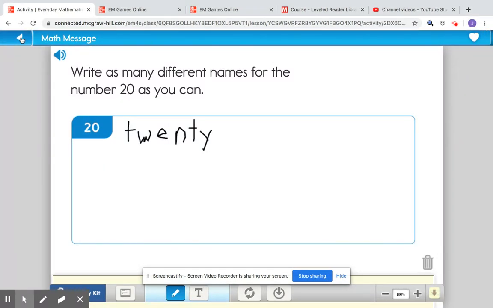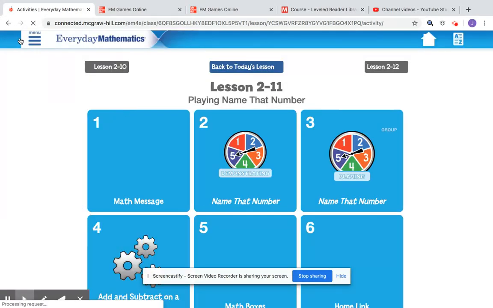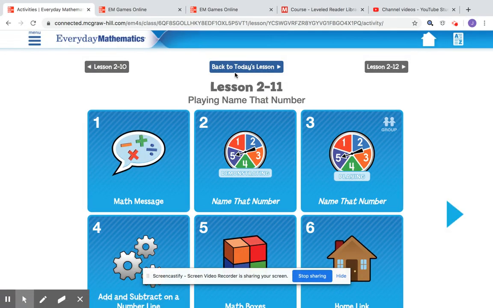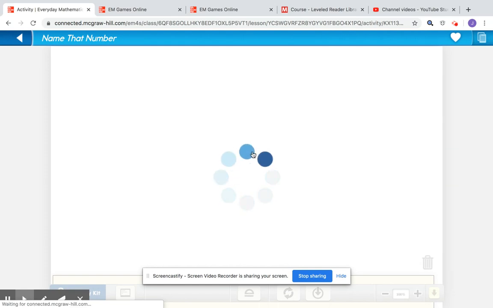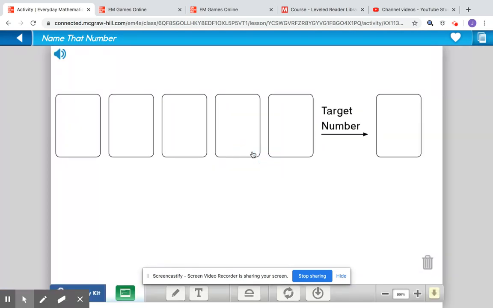Once you're done with that, you're going to check your answer, and then you're going to hit the back arrow button, and it's going to bring us back to our lesson page. And I'm going to introduce, well, we've done this before, but I'm going to show you again, name that number. And what you're going to do, because you're going to have it in your math boxes and your home links, is you're going to have to name the number.